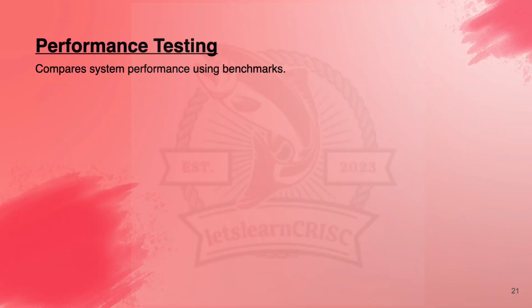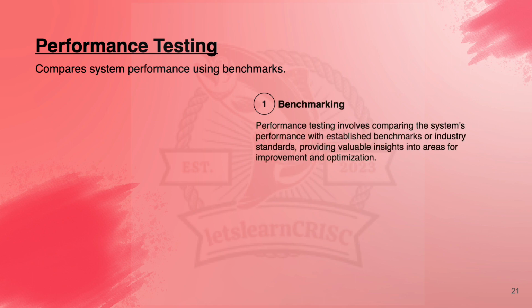Moving next to performance testing. That is, first, comparing system performance using benchmarks. First is benchmarking. Friends, performance testing involves assessing the system performance by comparing its behavior against predetermined benchmarks or industry standards. The primary goal of performance testing is to evaluate how well the system performs under different conditions such as varying loads, usage patterns, or data volumes. It provides valuable insight into the areas where the system may exhibit weaknesses, bottlenecks, or suboptimal performance.